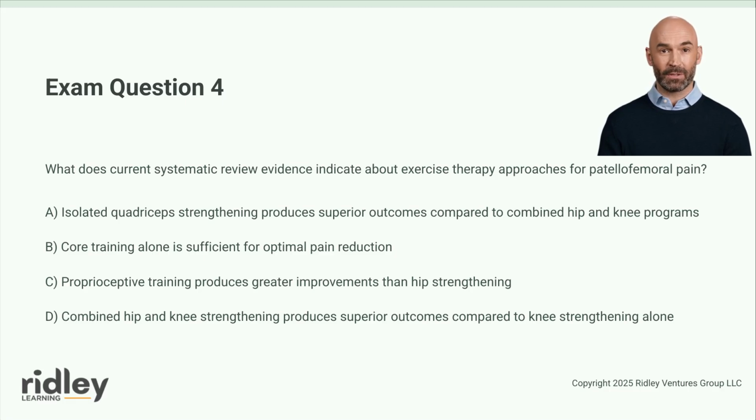Weakness in hip abductors and external rotators allows excessive femoral adduction and internal rotation during weight-bearing activities, increasing lateral patellofemoral contact pressures. By addressing proximal muscle function, we can improve lower extremity alignment and reduce abnormal patellofemoral loading during functional tasks. This combined approach has become the current standard of care based on the strength of the supporting evidence.